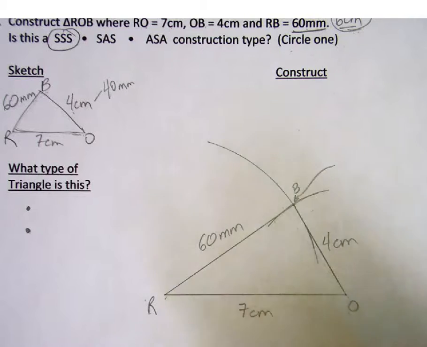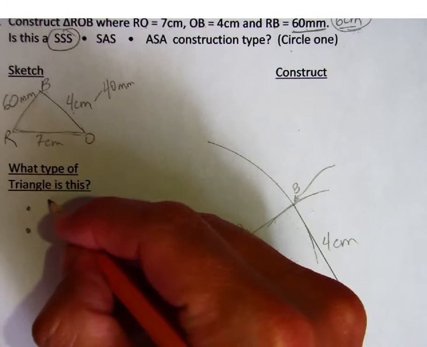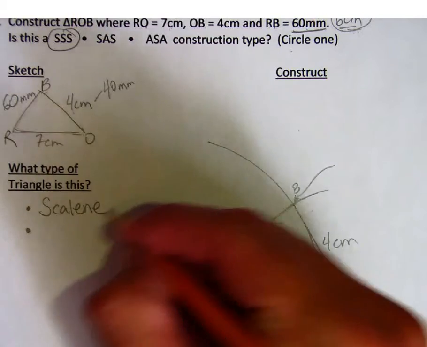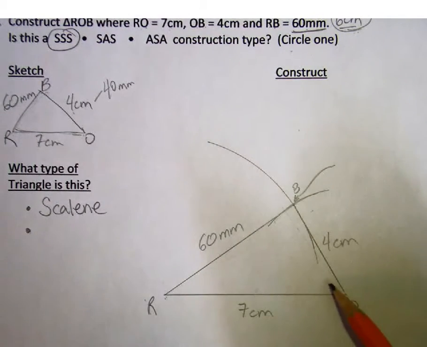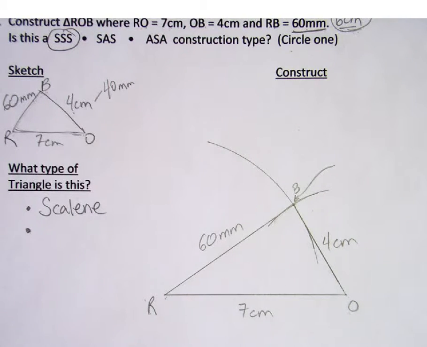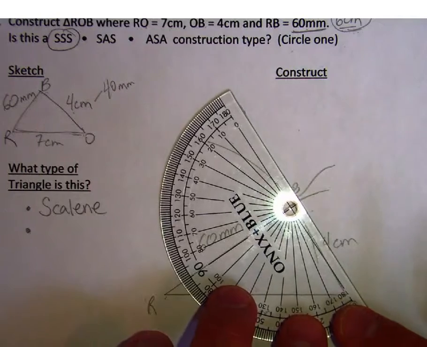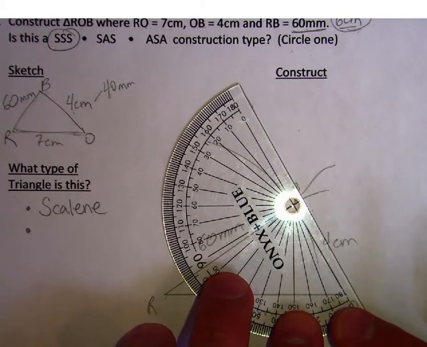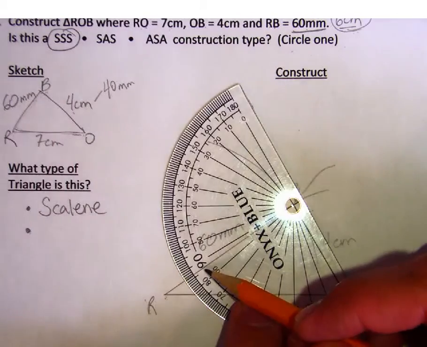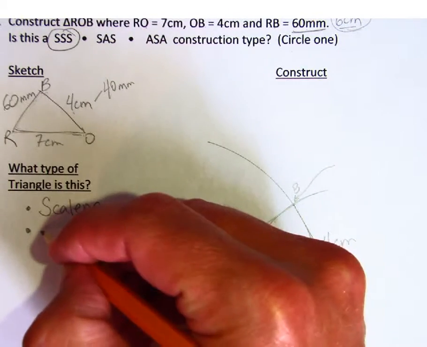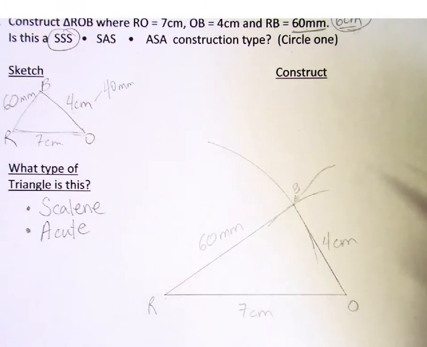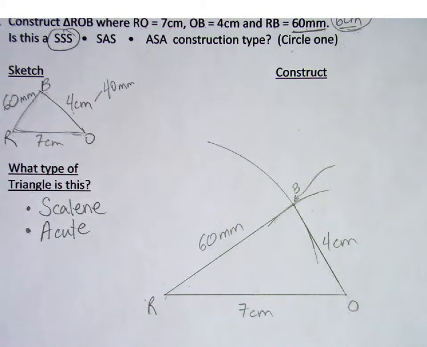Since all 3 sides are different lengths, that means it's scalene. And by inspecting this, all 3 angles look like they're smaller than 90 degrees, which would make it an acute triangle. And I can verify that real quickly. This one here looks sort of close to 90, so I'd want to check that. But it's smaller than 90 degrees, so that's good. These 2 are also smaller than 90, so it is an acute triangle. So we have a scalene acute triangle, and it's constructed perfectly.